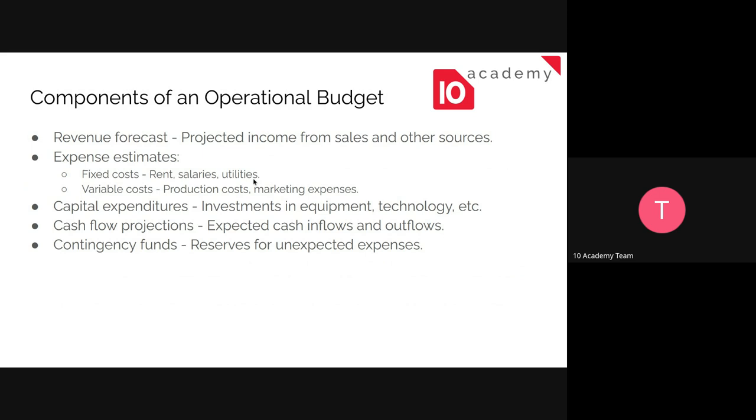Okay, so the components of operational budgets are revenue forecasting. Revenue means forecasted future sales, or it could be from other income sources, of course. Expenses are generally classified into three.